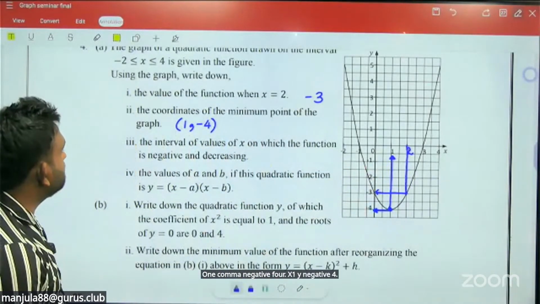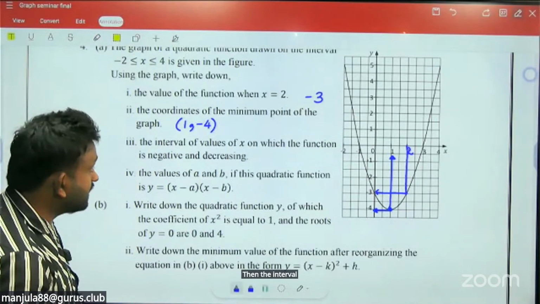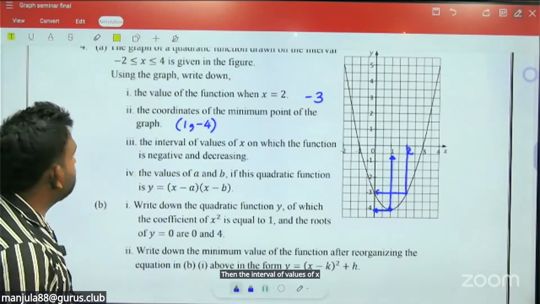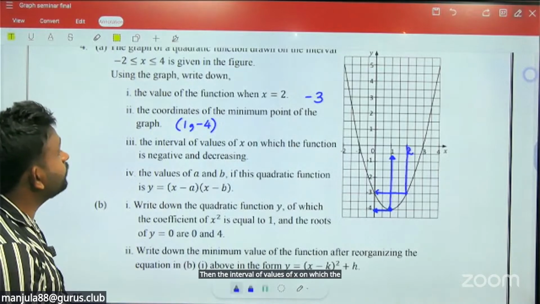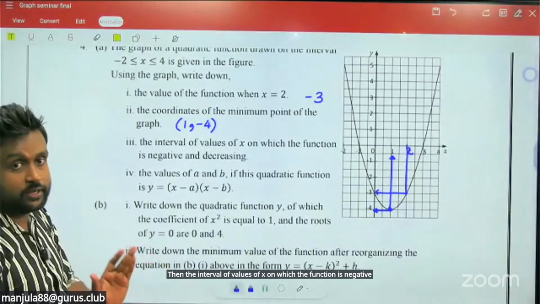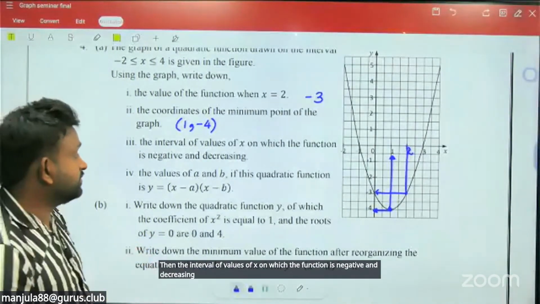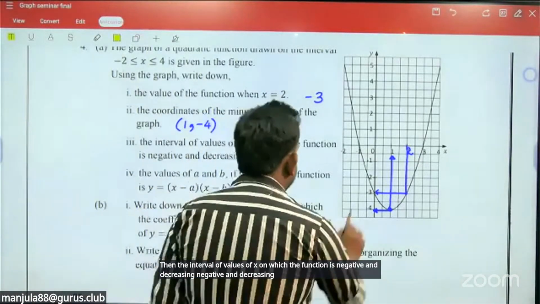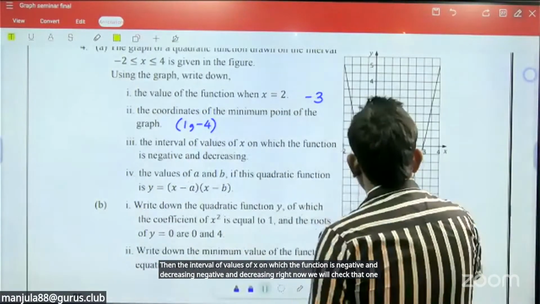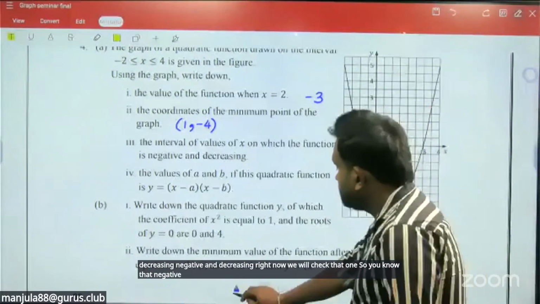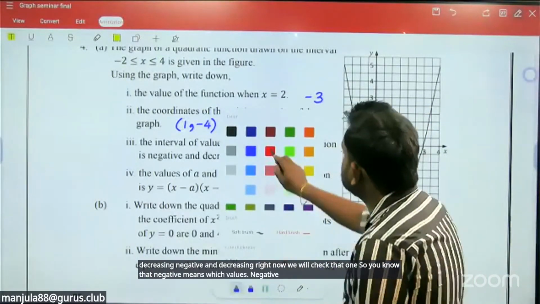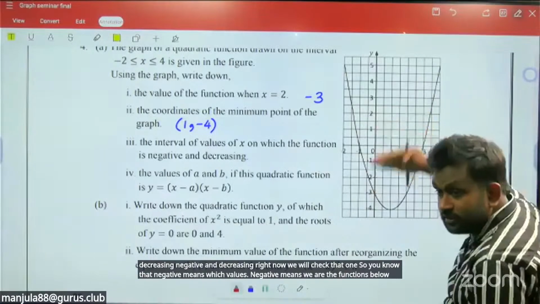Then the interval of values of x on which the function is negative and decreasing. Right, now we will check that one. You know that negative means where the function is below the x-axis.